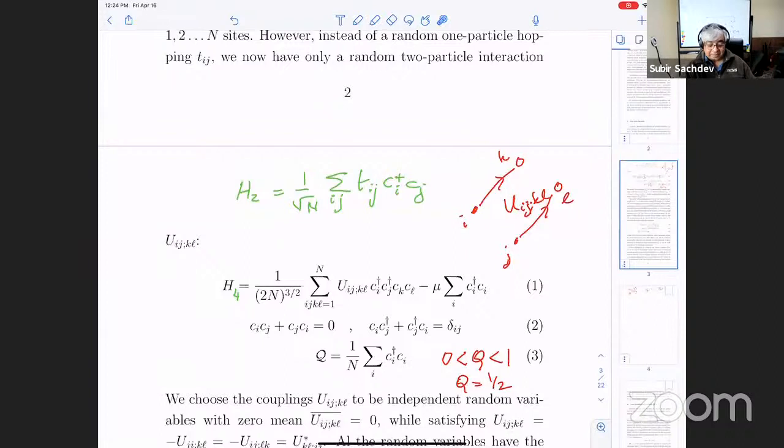The naive guess would be, okay, once your temperature is smaller than little t, then this term is most important. But if your temperature is bigger than little t, but smaller than u, maybe you can get a non-Fermi liquid. In fact, that turns out to be not correct. You have to go to a much smaller temperature before this term finally wins the day.